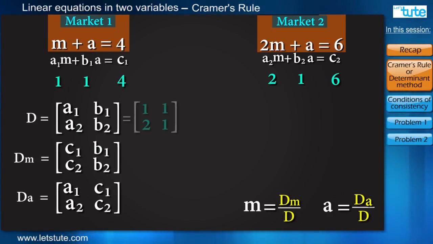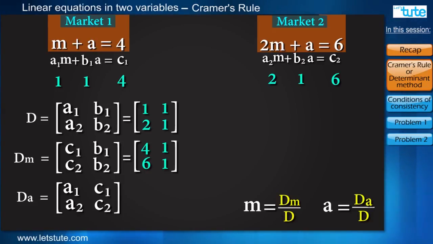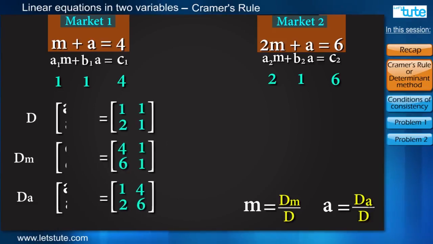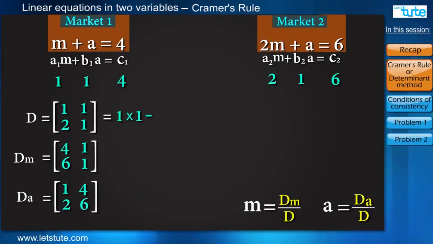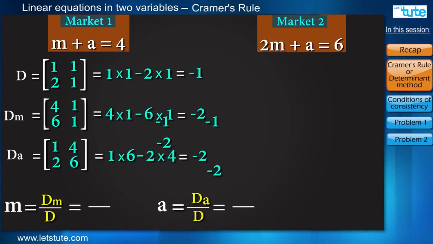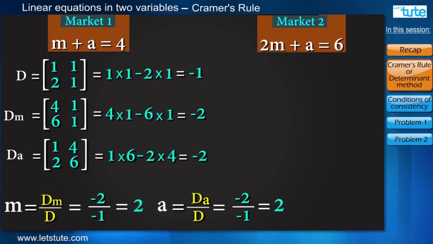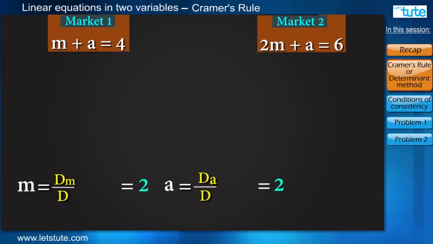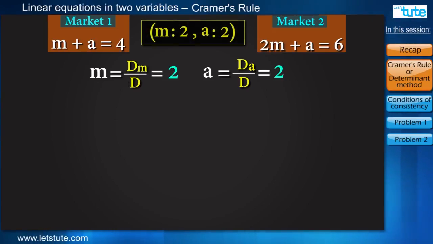So directly take a1, b1 and a2, b2 and write them in the determinant D. For Dm, let's replace the first column of D by the constants, that is 4 and 6, and for Da we will replace the second column by the constants. Now there are three determinants to simplify. On simplifying each of them, we get D equals -1, Dm equals -2 and Da also equals -2. So we get the values for m and a as 2 and 2. And if you remember, this was the price that the seller fixed for the mangoes and apples.